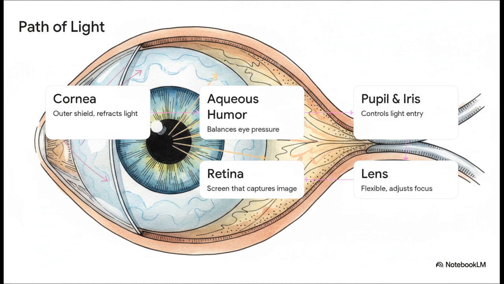Then light hits step 4, the crystalline lens. Unlike a hard glass lens, this biological lens is completely flexible. It does the final, fine-tuned bending of the light to create a real inverted image. And finally, that image is projected onto step 5, the retina. The retina acts exactly like the screen in a movie theater. Once the light hits this screen, electrical impulses are generated and fired straight down the optic nerve to your brain. And your brain is what actually flips the image right side up so you can understand what it is you're seeing.